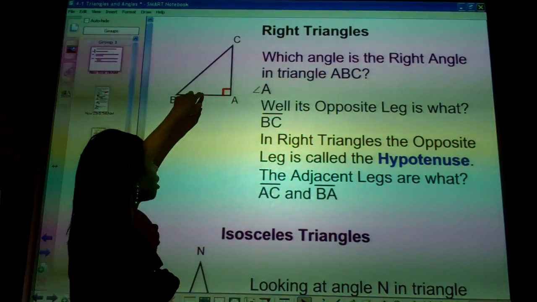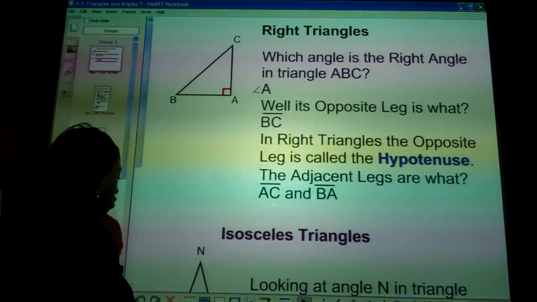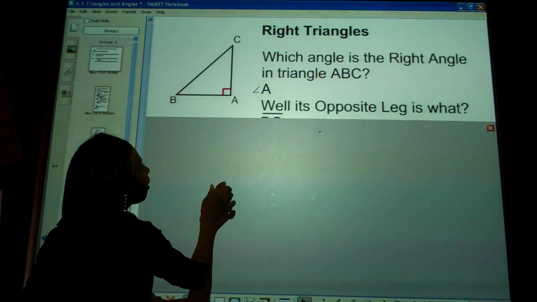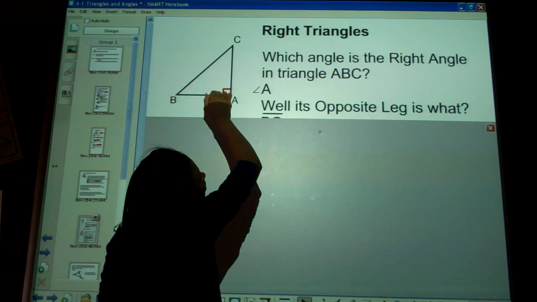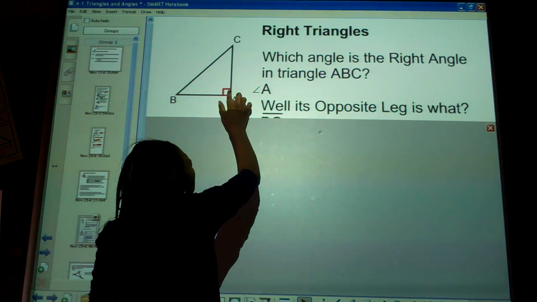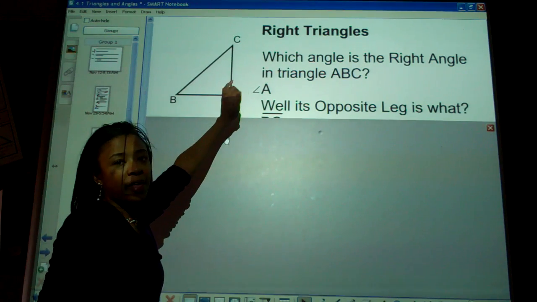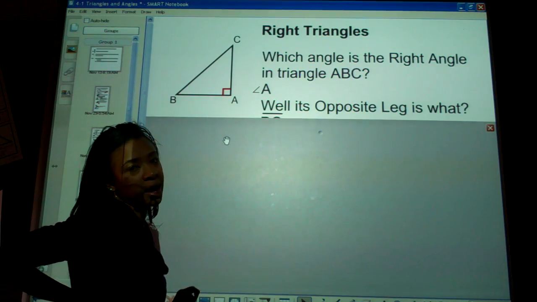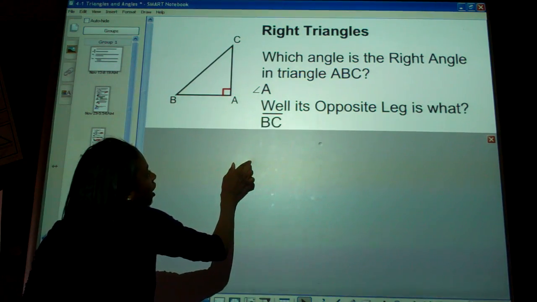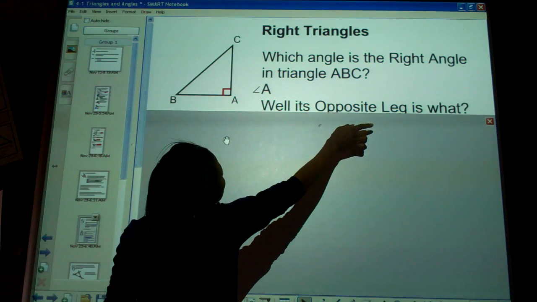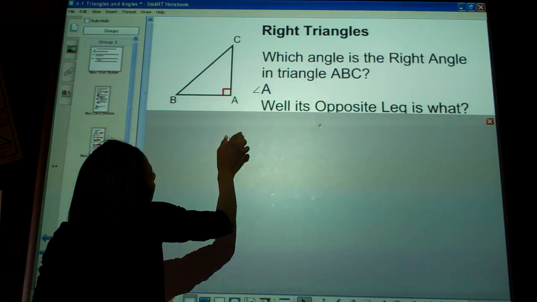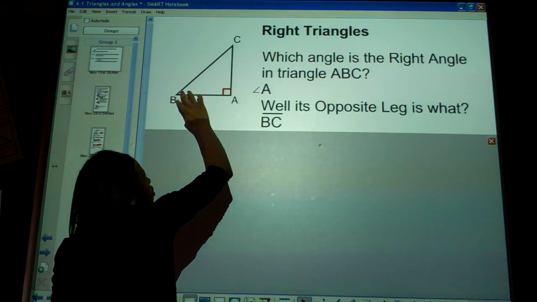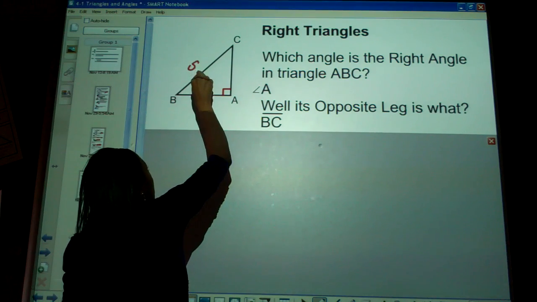All right, now I'm talking about triangle ABC as a right triangle. If I'm referencing triangle ABC, which angle is the right angle? It's angle A because it has that corner marker. Angle A is the right angle, so this will be a right triangle. Here's the question. Which leg is opposite to angle A? It's going to be BC. It's across from angle A. I'm referencing this angle, so BC is opposite from angle A.